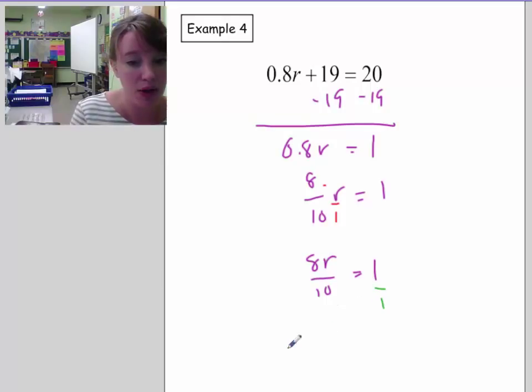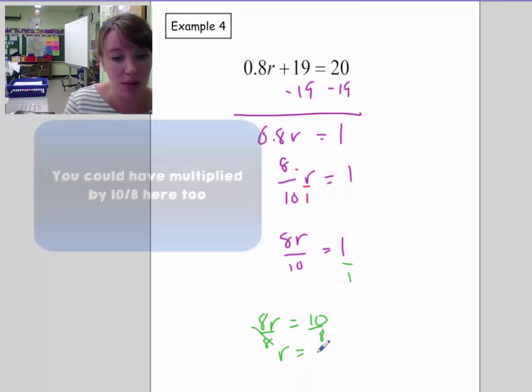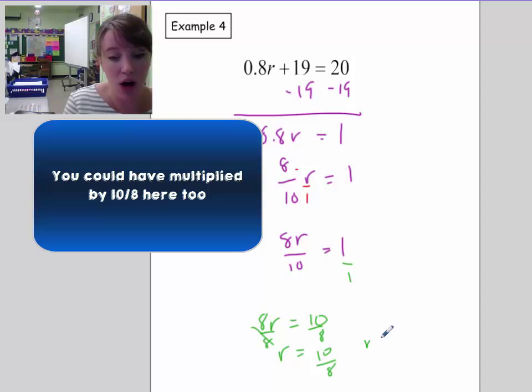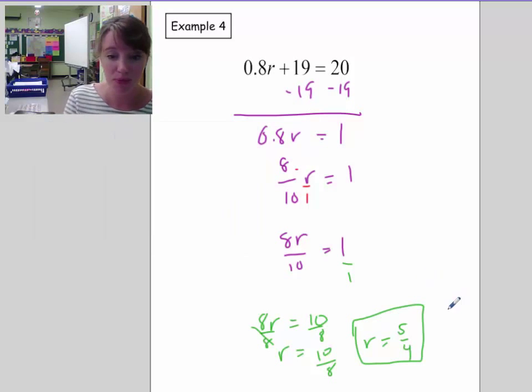So you have 8r is equal to 10, or r is equal to, divide each side by 8, 10 over 8, r is equal to 5 over 4. Okay, and I'm just going to keep it in terms of a fraction, an improper fraction. But it is simplified, so just make sure you do that.